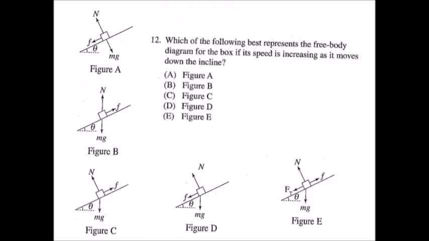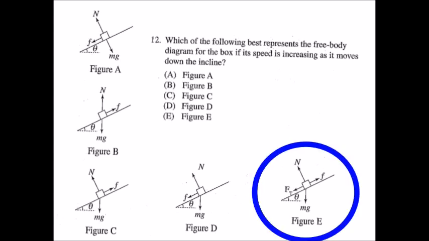On to number 12. Which of the following best represents the free body diagram of a box? Speed increasing, moving down the incline. Speed increasing, moving down, so that's going to be E. Now, how do we know it's E? Well, we are moving down the incline because friction is up the incline. Friction always acts against the direction of sliding, and we have an increasing speed because it's net force down.